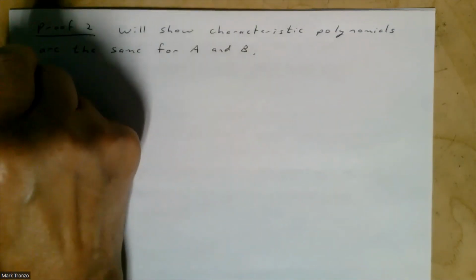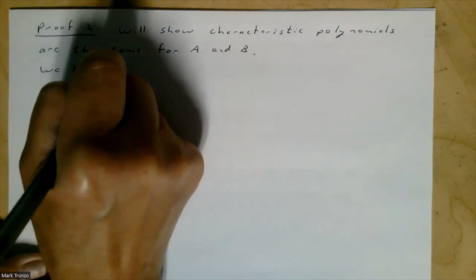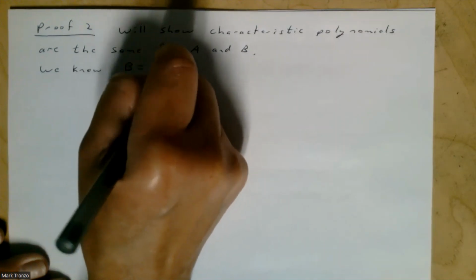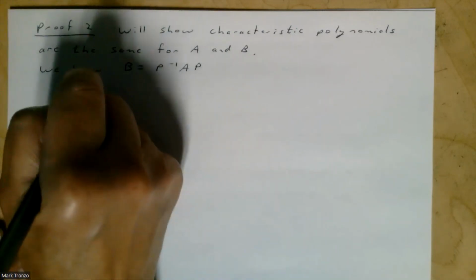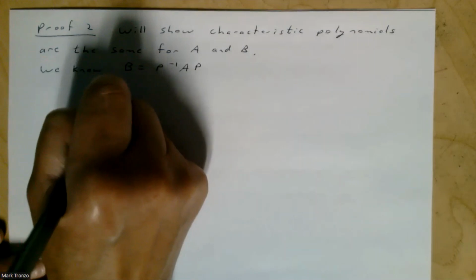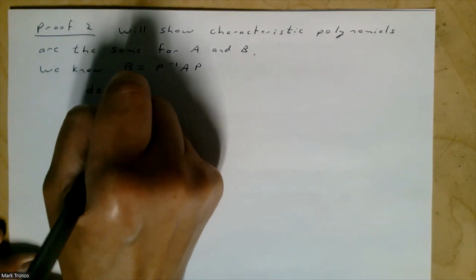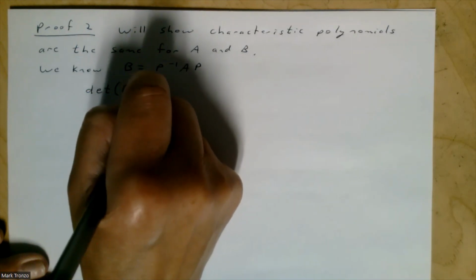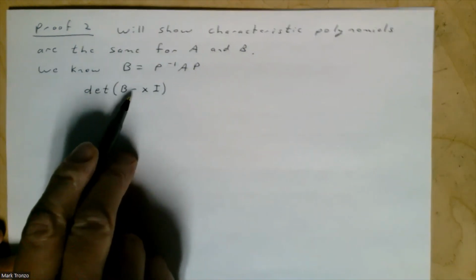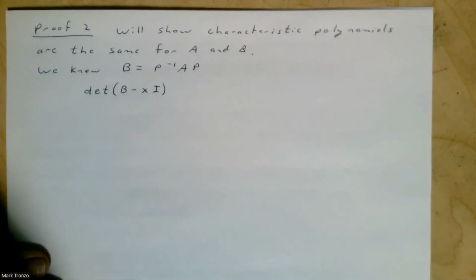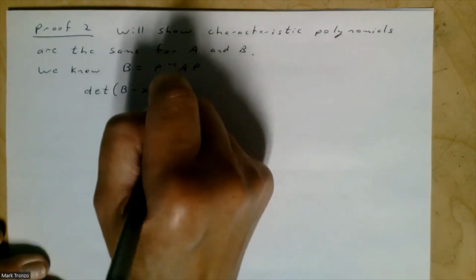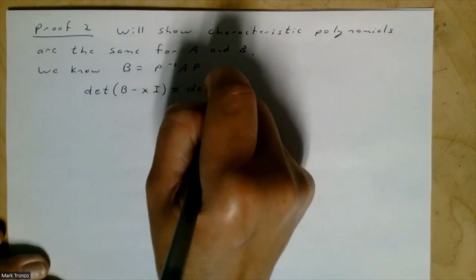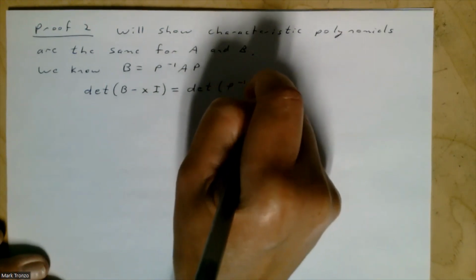So once again, we know that B equals P inverse A P. Then again, if we consider the characteristic polynomial, I'll put in x instead of lambda. So again, of course, that's x. This is just a variable. It's not a scalar. Excuse me, not a vector here. So the determinant of B minus xI, therefore, since this is true, we know that this is equal to the determinant of this.